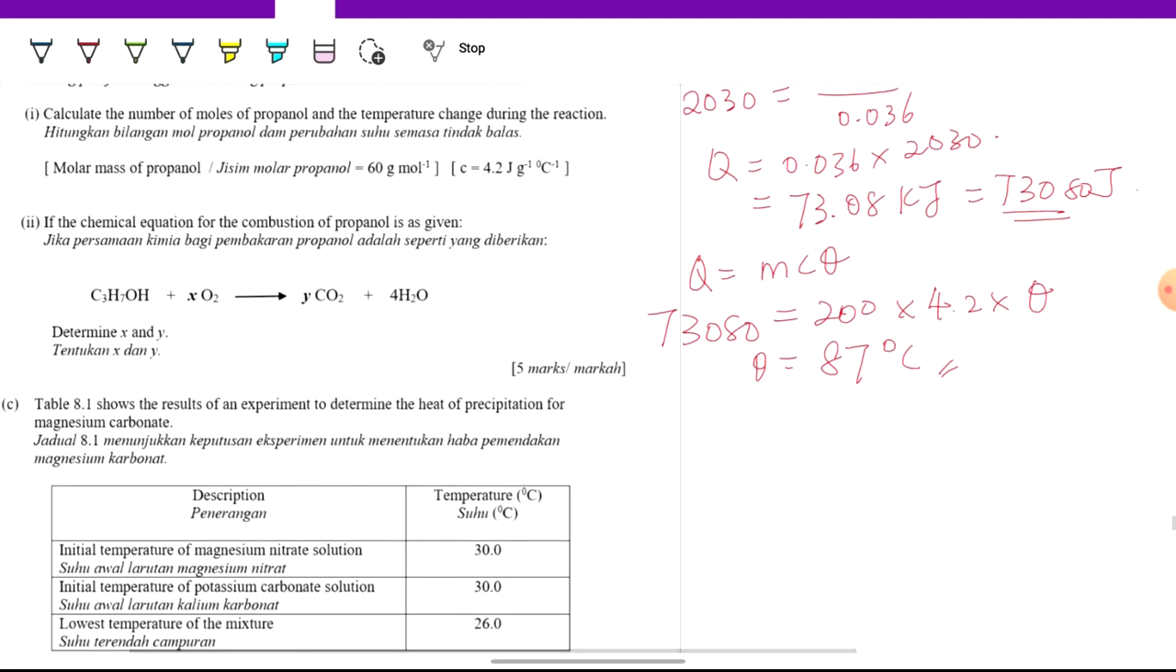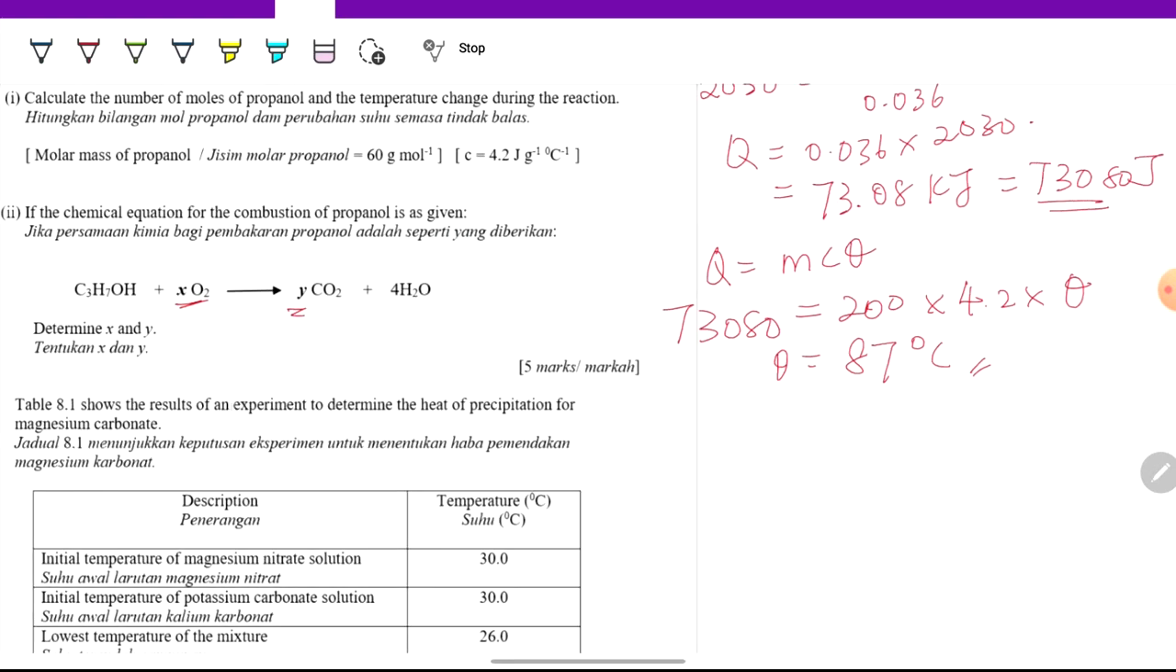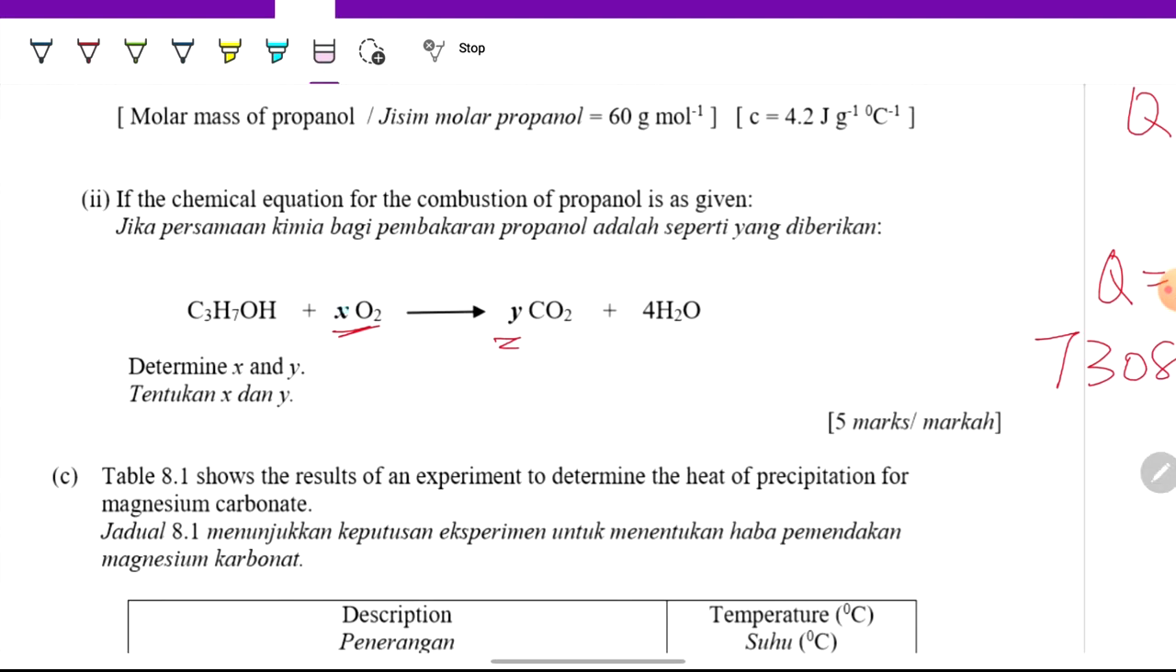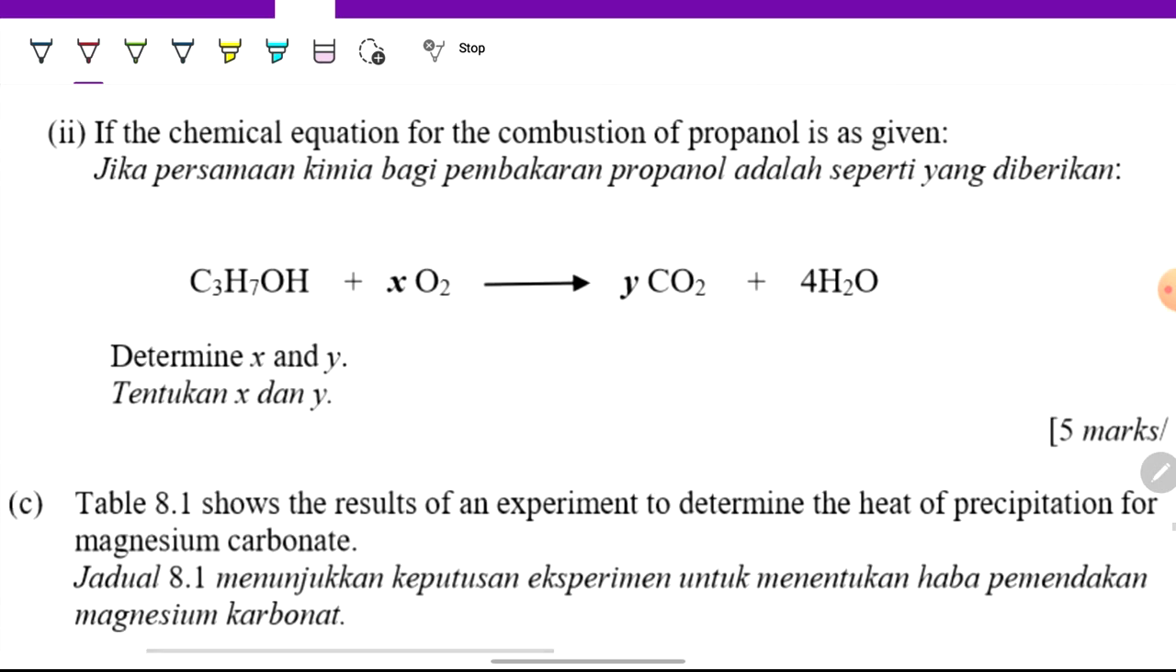Okay, so after that, if the chemical equation is given like this, determine x and y here. For this one I directly show it here. So how to find the value of x and y? How to balance the chemical equation here? First you look into the carbon. So here one carbon, here three. So meaning that directly y equals to three.